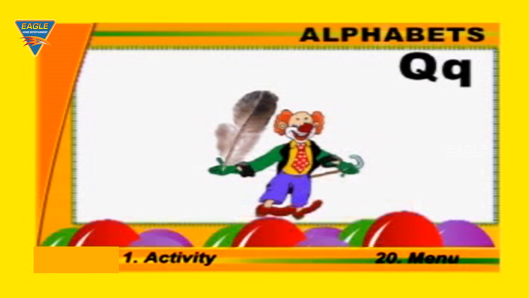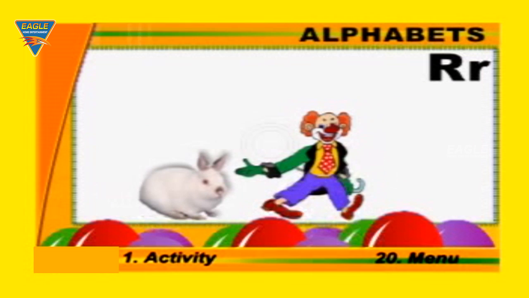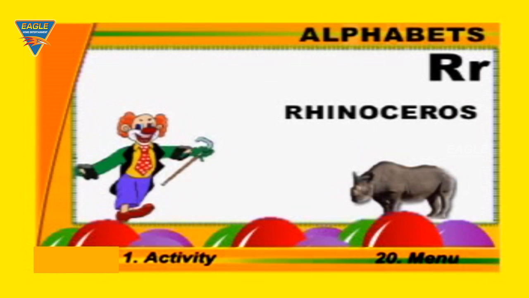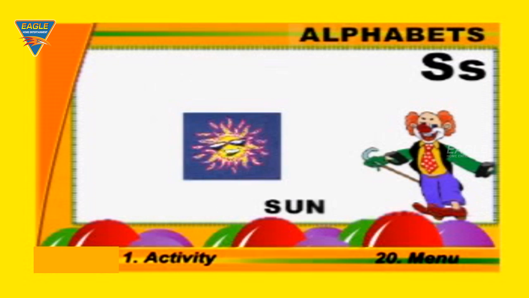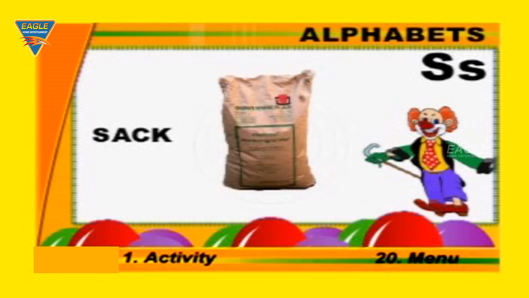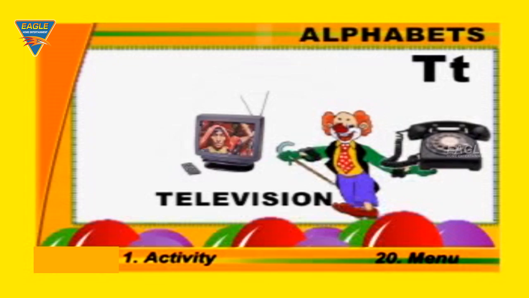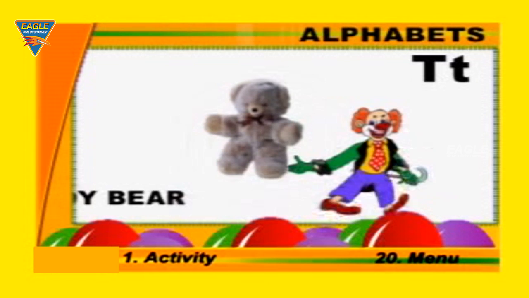R. R for rabbit. R for rhinoceros. And R for rose. S. S for snake. S for sun. And S for sack. T. T for television. T for telephone. And T for teddy bear.